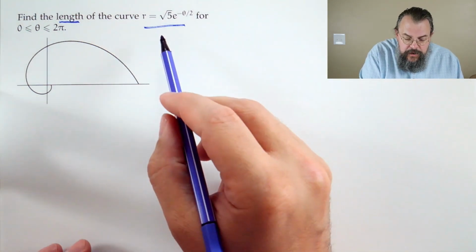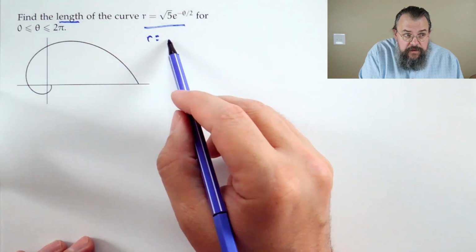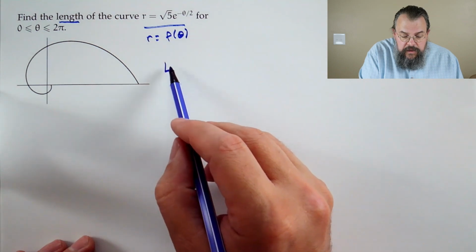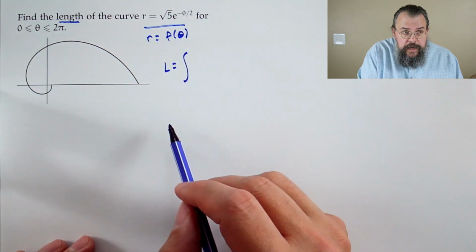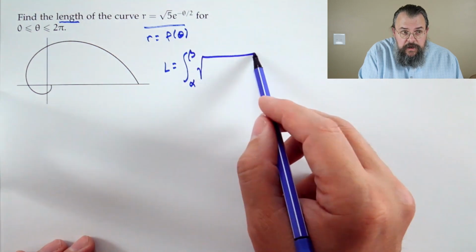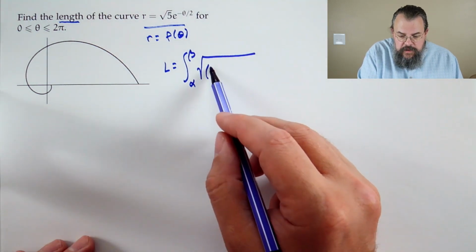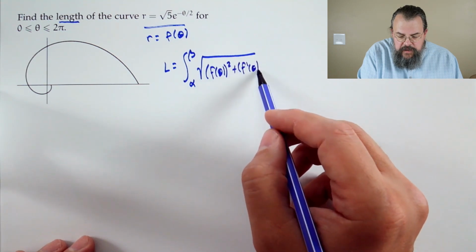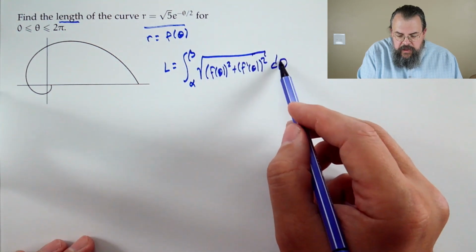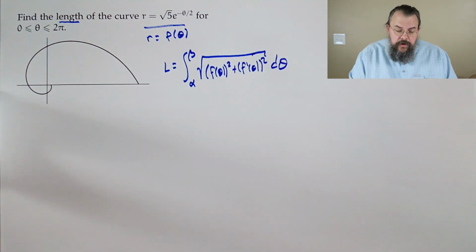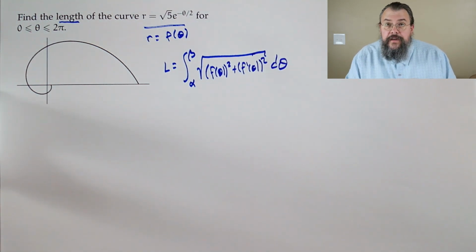Now, how does it work? Well, if you have r equals f of theta, what you can say is that length is the adding up, start to finish, of the square root of f of theta squared plus f prime of theta squared, d theta. That's it. That's the formula. So, what's going to happen in our case?